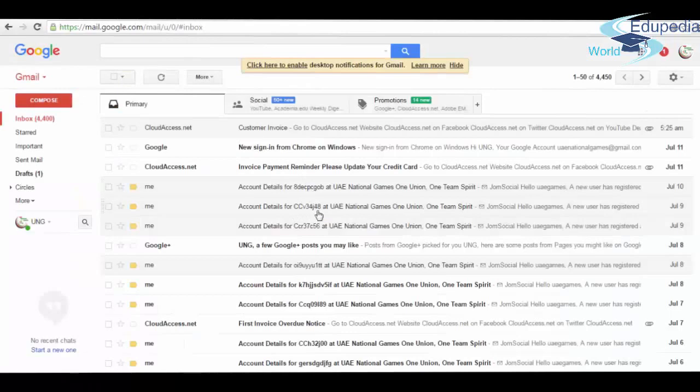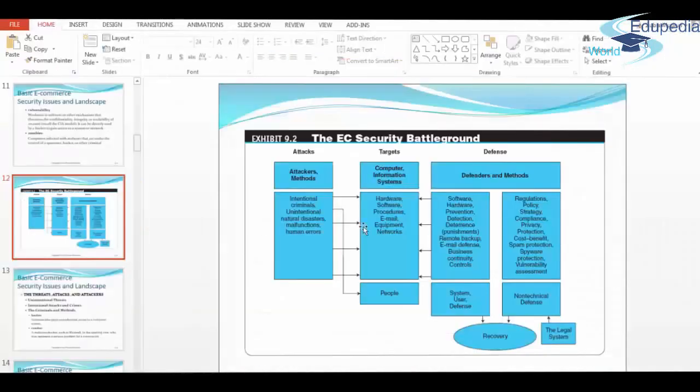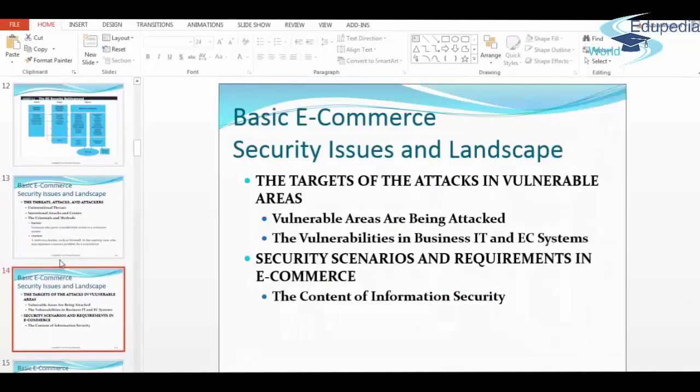Okay, there you go. You have a perfect example in front of you to show you what kind of risks are associated in an e-commerce website.